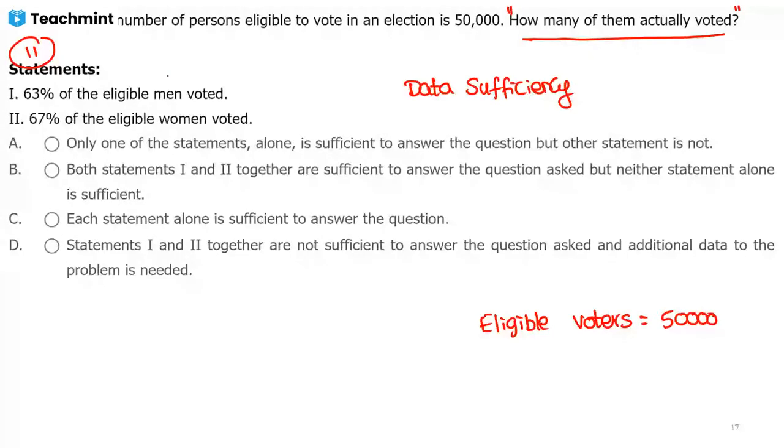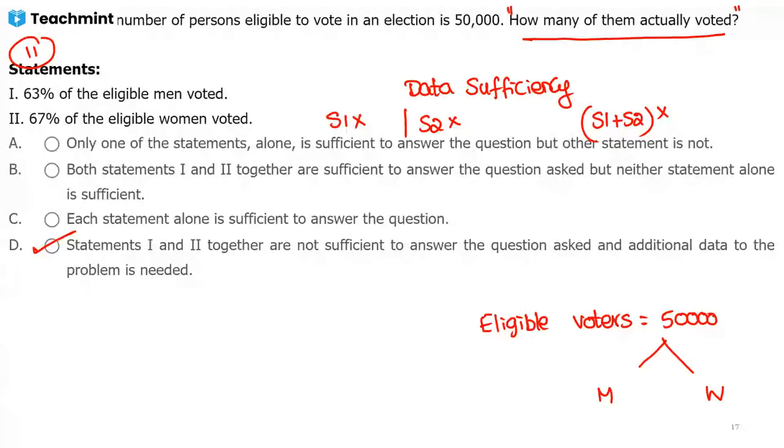63% of eligible men voted. How many are eligible men? We don't know, right? Among them 63%, okay, but how many are men? How many are women? That count we don't know. So statement 1 alone, we cannot answer. Statement 2 alone, we cannot answer. Together also, we cannot answer. So I can say together not sufficient. Additional information is required. Again, option D.